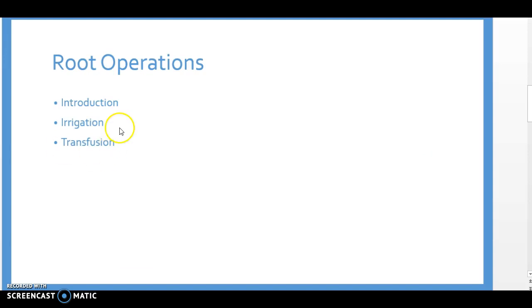Now let's look at the root operations that you will see in the administration section. We only have 3. They are introduction, irrigation, and transfusion. Again, if you open up your ICD-10-PCS code book, in the back there is the root operation definition appendix. Again, it's very helpful to make flashcards to help master these terms, but let's look at these definitions.